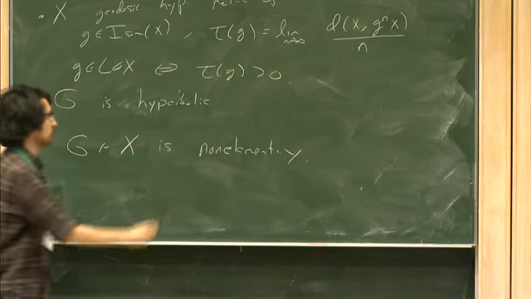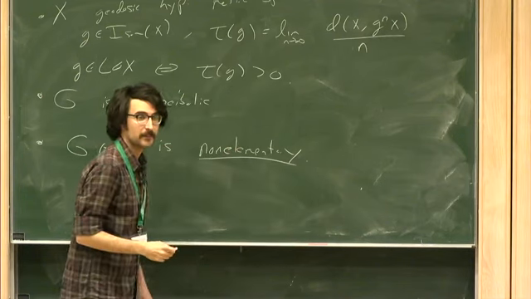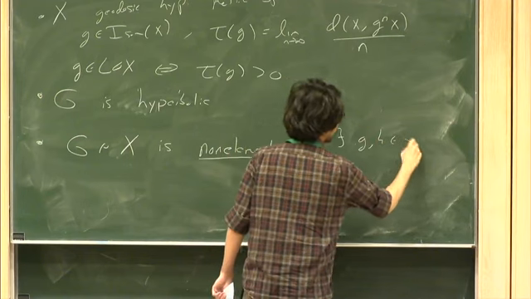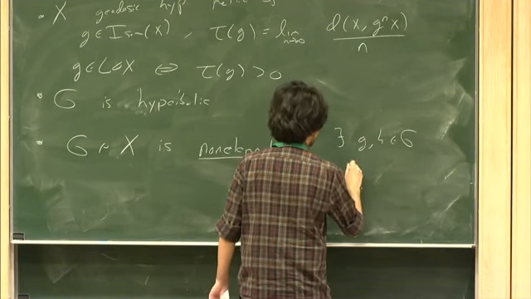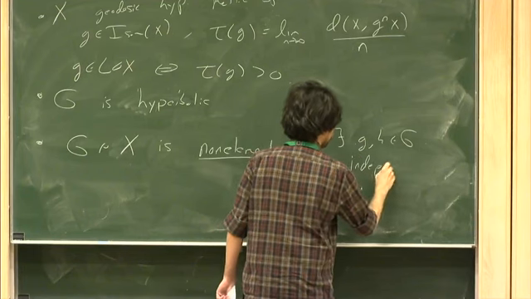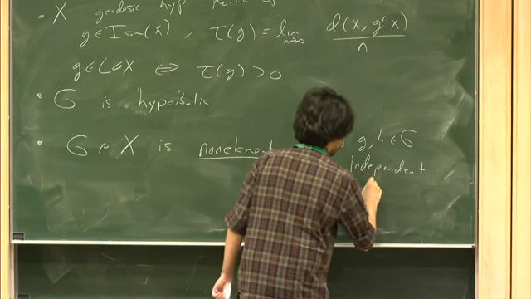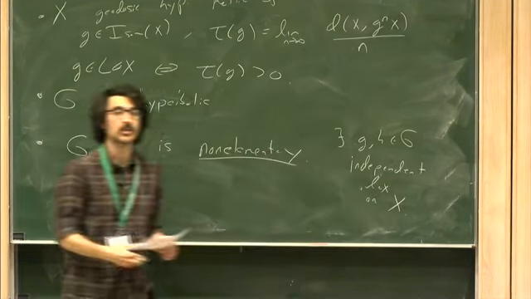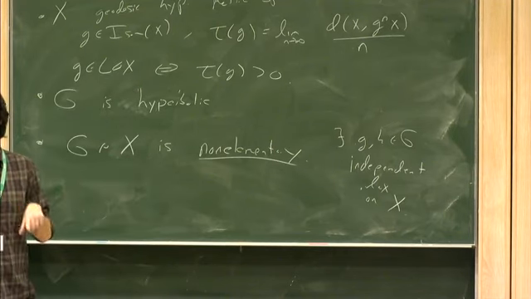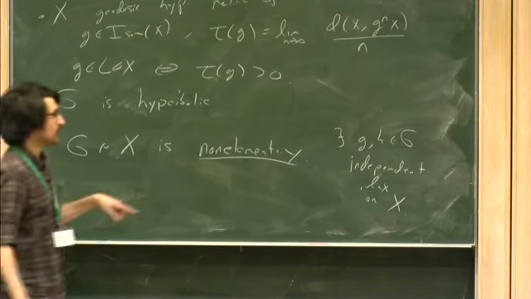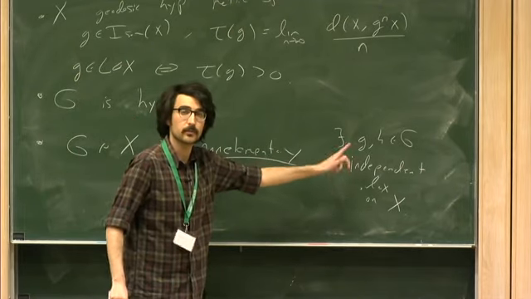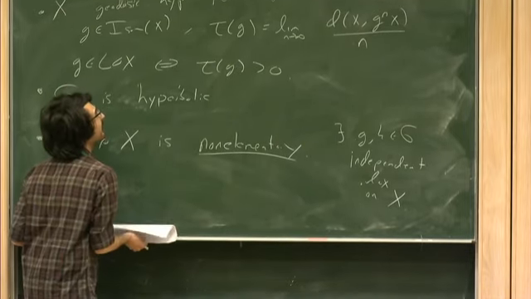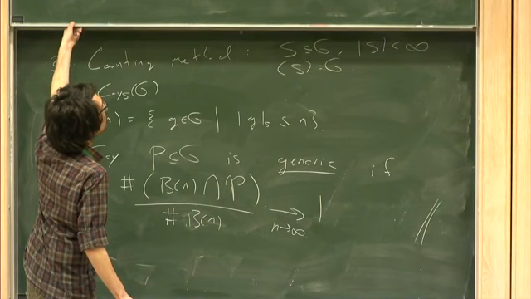Let me recall what that means in this setting. It means there exist independent loxodromic elements of G on X. Each loxodromic element has 2 fixed points on the boundary, and independent means that they don't share either of their 2 fixed points on the boundary. So here's the setup for the main theorem, so I can tell you what the theorem is.